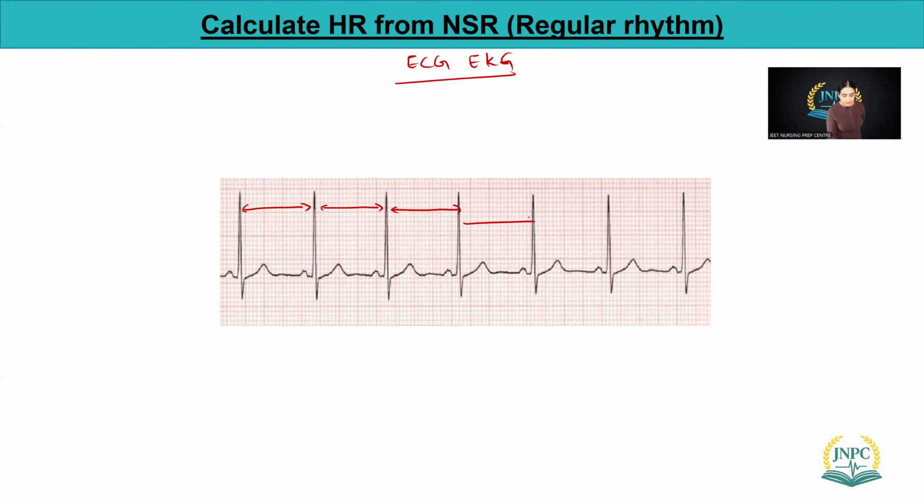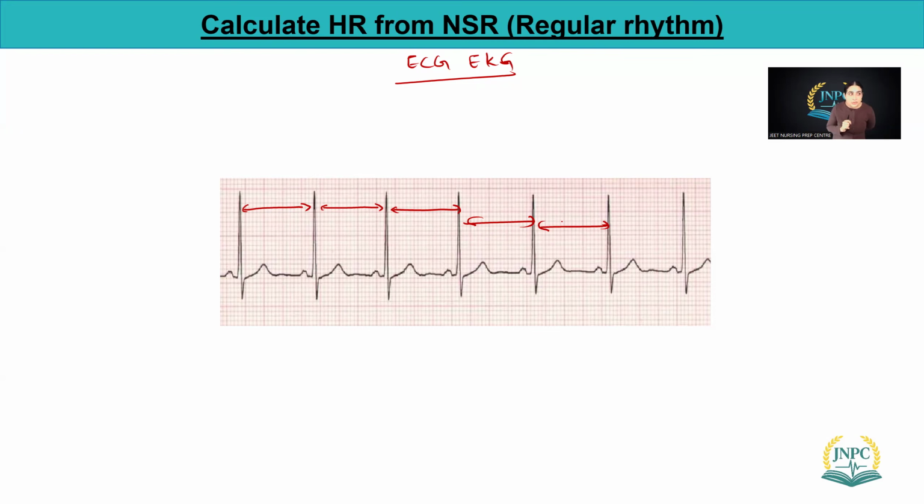R to R, right? The gap is the same, so it's regular. The QRS is forming at the same, regular interval. That's why we call it a regular rhythm. And PQRST is there, so it's a sinus rhythm. It's regular, it's a sinus rhythm. So of course, we will call it sinus now.